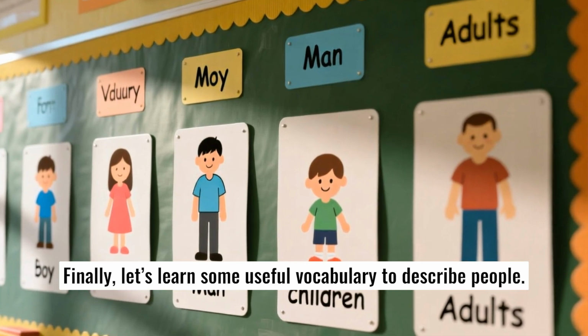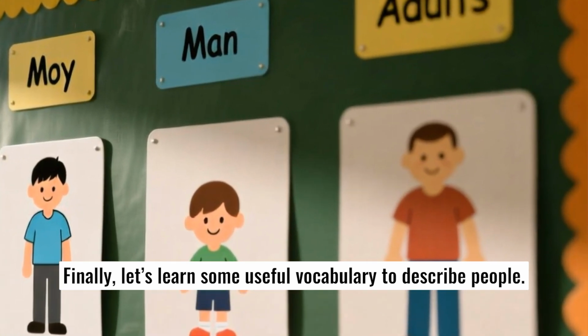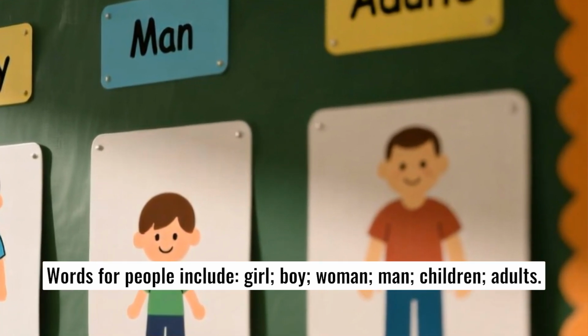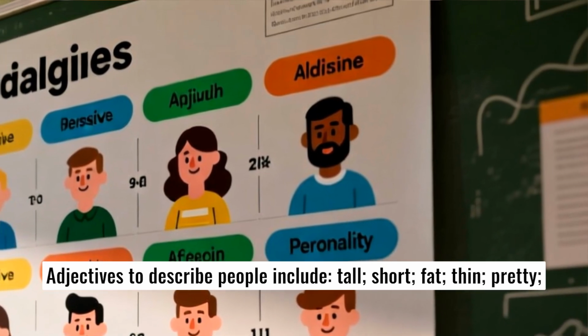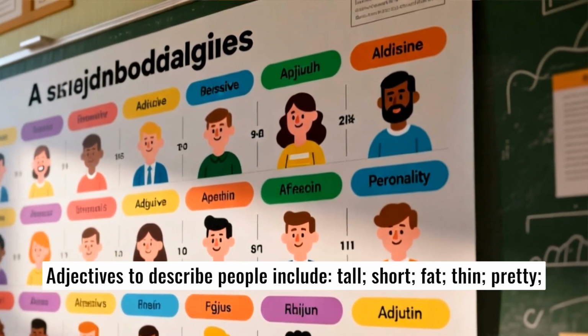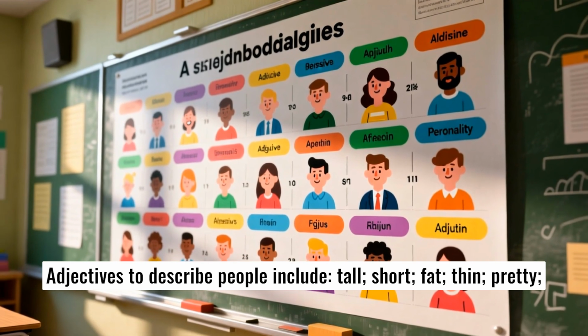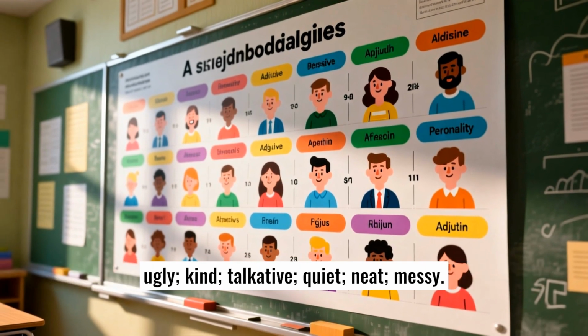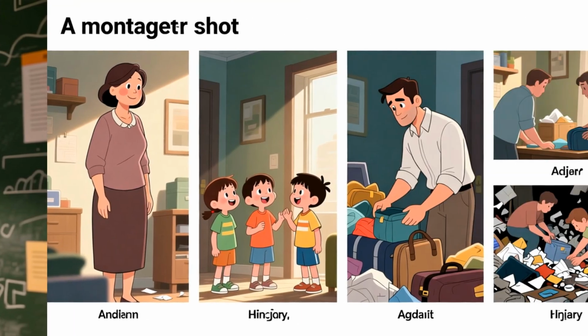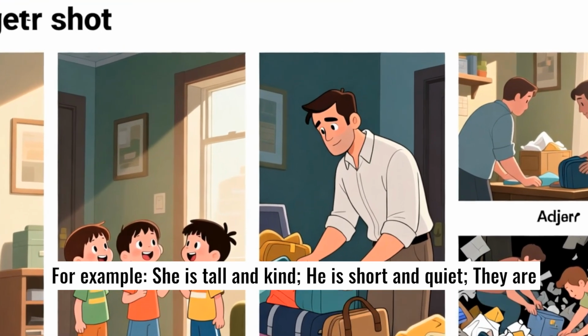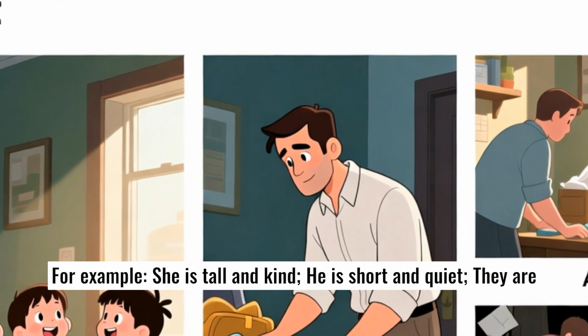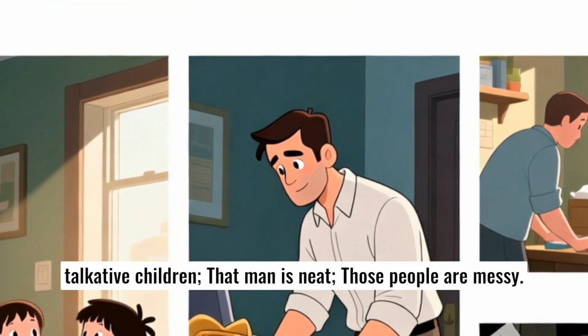Finally, let's learn some useful vocabulary to describe people. Words for people include girl, boy, woman, man, children, adults. Adjectives to describe people include tall, short, fat, thin, pretty, ugly, kind, talkative, quiet, neat, messy. For example, she is tall and kind, he is short and quiet, they are talkative children, that man is neat, those people are messy.